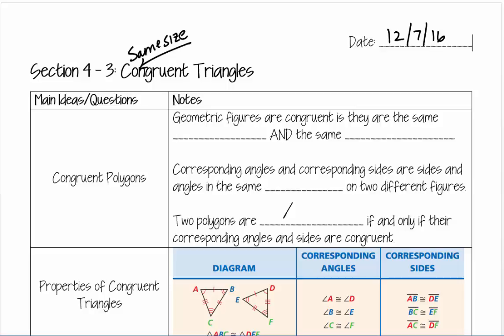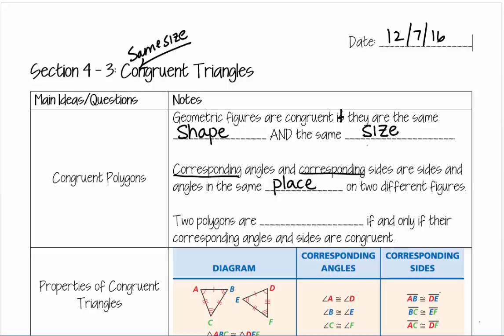Geometric figures are congruent if, this should be an if, change that, if they are the same shape and the same size. So they got to be the same shape. We're obviously all talking about triangles for this, so that's the same shape, but they got to be exactly the same size. Eventually we're going to talk about other figures that are congruent and they got to be the same shape. So we're going to talk about things called corresponding angles and corresponding sides. These are sides and angles in the same place on two different figures.